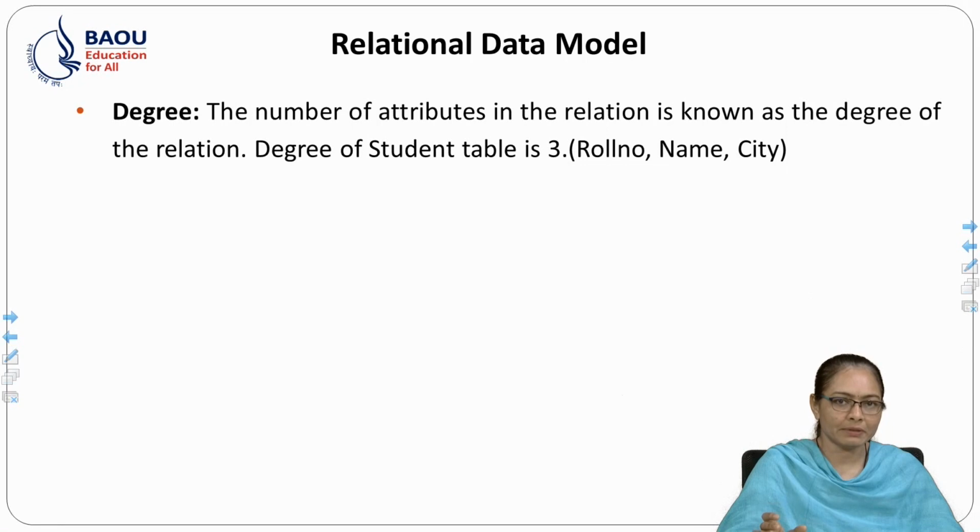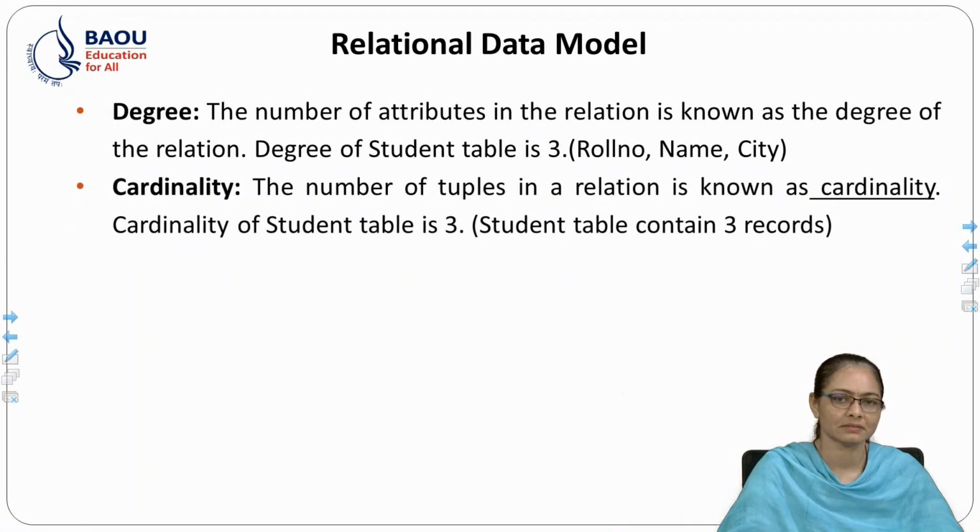So, in a student table, there are three columns: roll number, name and city. So, the degree of student table is 3. The next is cardinality. What is cardinality? The number of tuples in a relation is known as the cardinality. In student table, there are 3 records. So, number of records means the cardinality. So, the cardinality of the student table is 3.